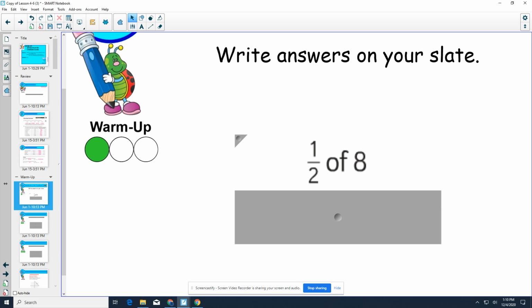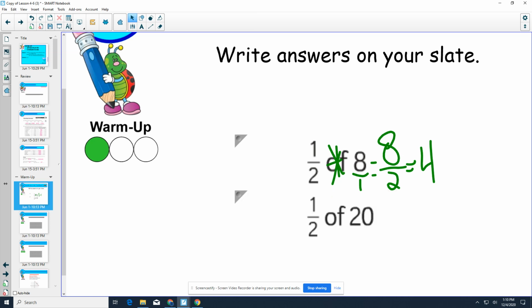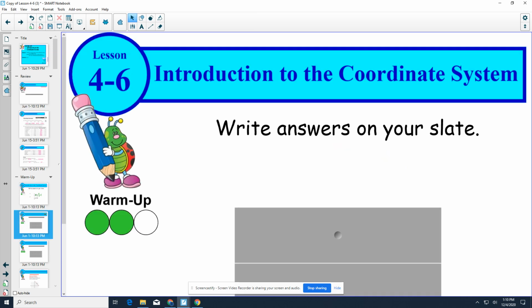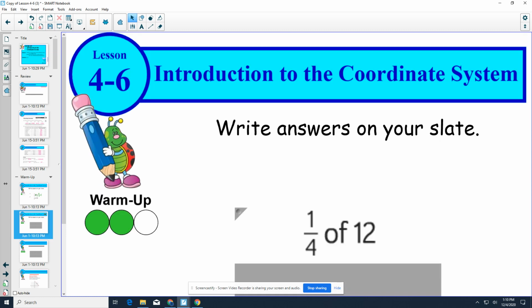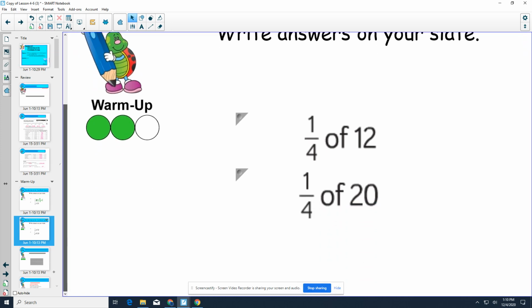If you remember, when we do a fraction of a whole number, we can just put the whole number over 1 and then put a multiplication symbol in place of "of" and multiply straight across, and I get 8 over 2. So 8 divided by 2 is 4. And you can try the next one on your own on paper. So half of 20. And then there are some level 2 problems you can try as well. So 1/4 of 12, and then 1/4 of 20.